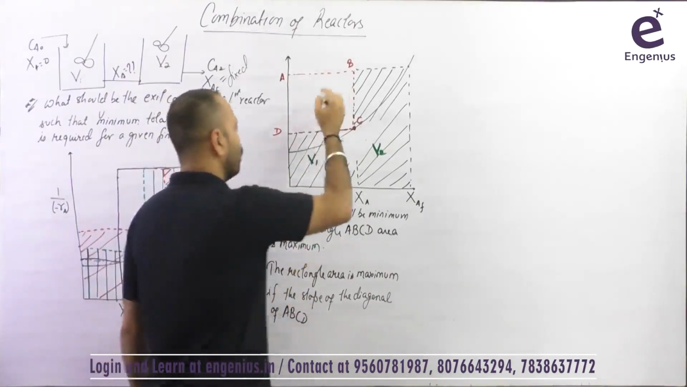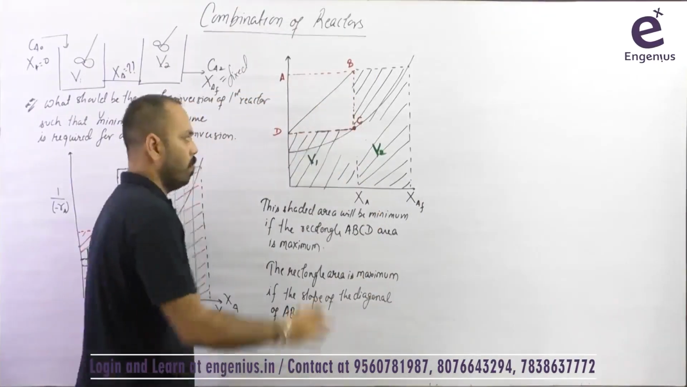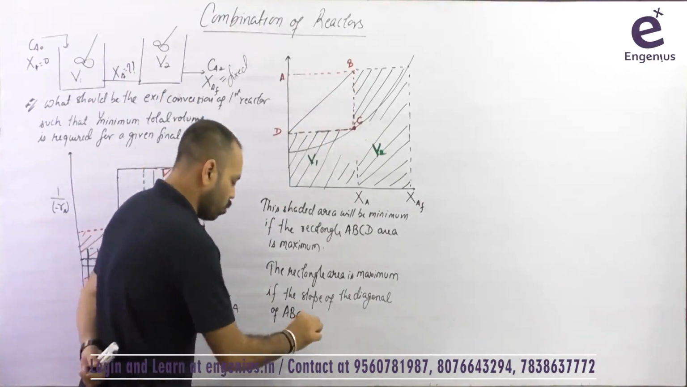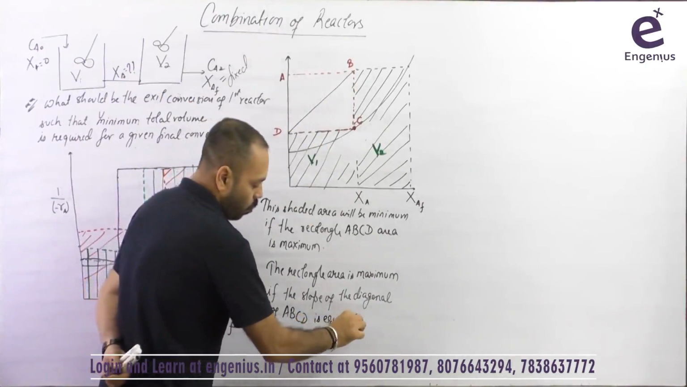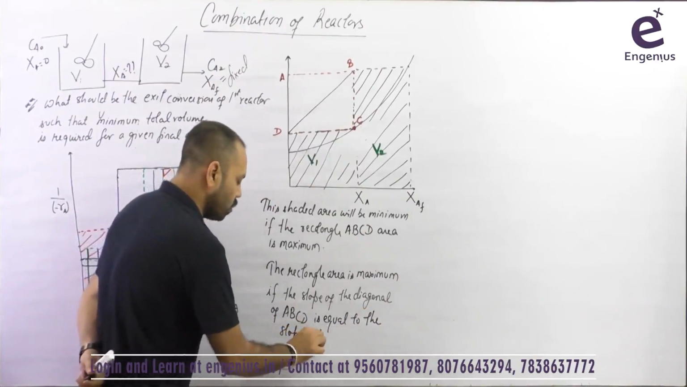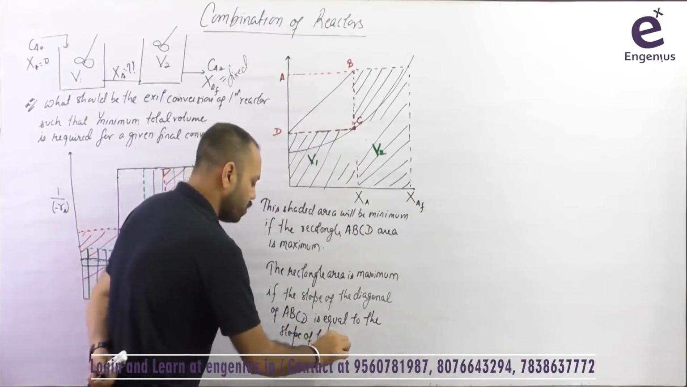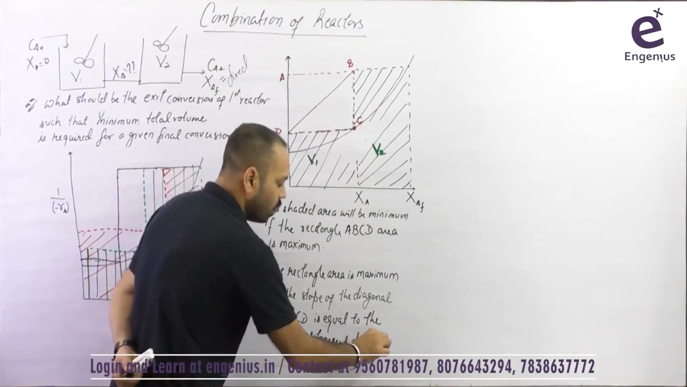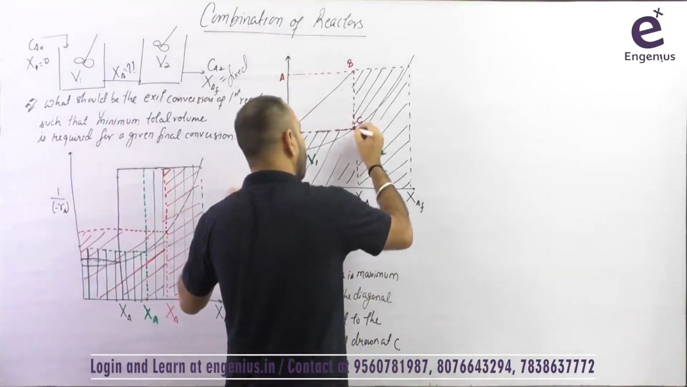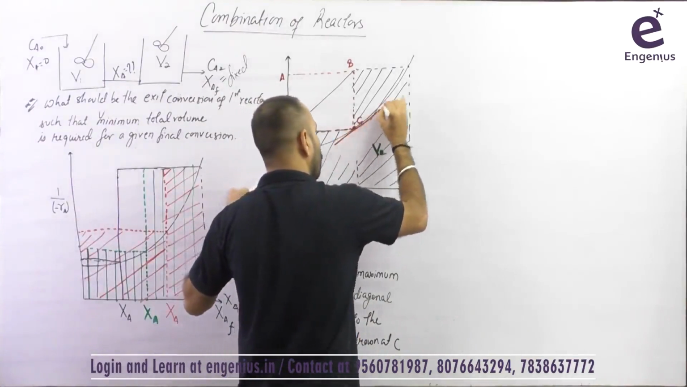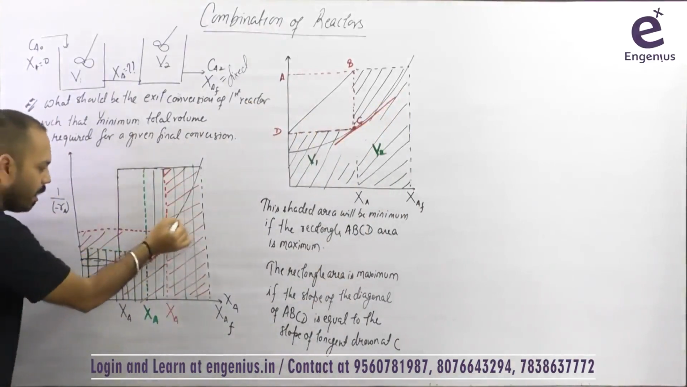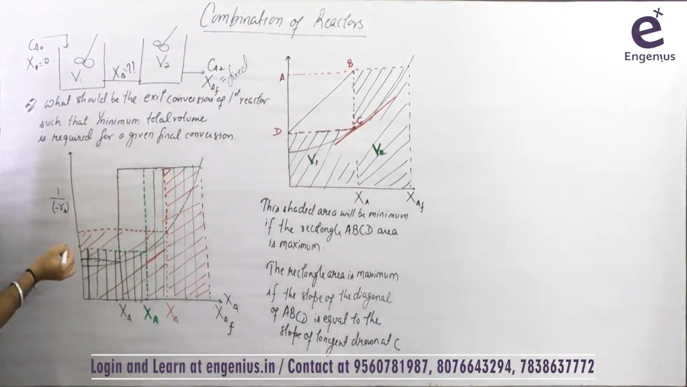what is the diagonal of ABCD? This is the diagonal. What is its slope? This height by this, right? If the slope of the diagonal of ABCD is equal to the slope of the tangent drawn at C. So this is the point C. If at C you draw a tangent, that's why I made some space here. Suppose if I draw a tangent, of course I don't know where this point C is, because this point C can be here, here, here. So what to do? Draw a tangent here and then match this slope.